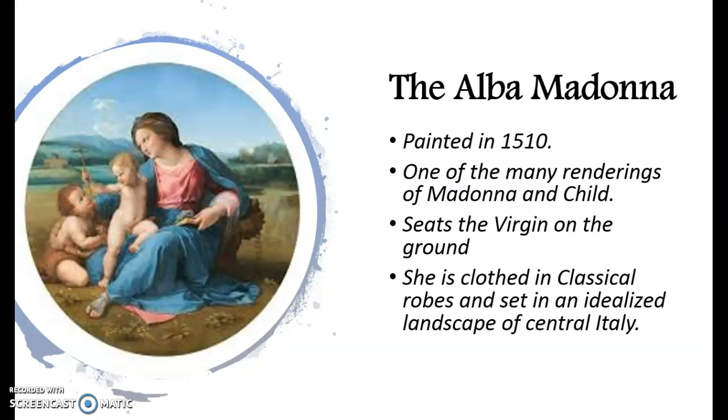As you can see, he seats the Virgin on the ground. This was just to show the humility of the Madonna. She is clothed in classical robes and set in an idealized landscape of central Italy. It gives you an idea that she's a down-to-earth type of person. There's nothing grand about her. This painting can be construed as a mother and her two children because Raphael avoided religious symbolism here. Usually at that time, a halo or something like that was incorporated to give you that religious look. But he avoided it in this instance.